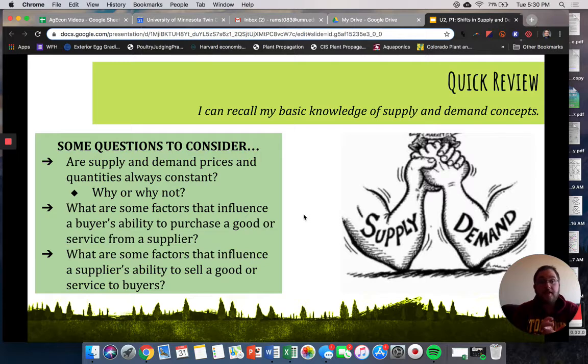They may be for a little bit, or it may appear that they're a little bit constant, but they are not always constant because consumer trends and supplier abilities are constantly changing back and forth. That's why we have that supply and demand political cartoon with the 2 guys arm wrestling.